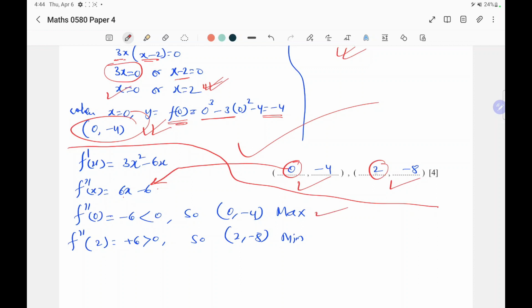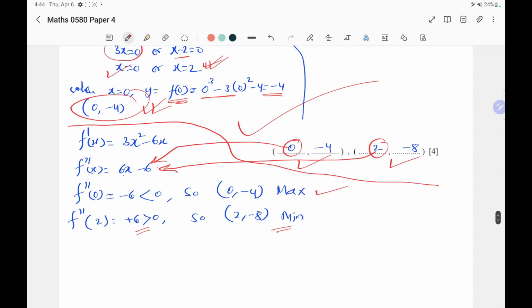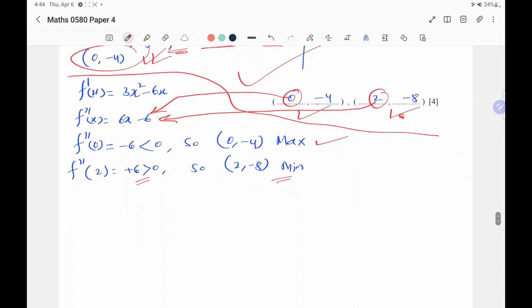And then just put x equals 2 again over here. So 6 times 2, that's 12 minus 6, which is plus 6. So this is positive. So when the second differentiation is positive, then you can consider that for minimum. So 2 comma minus 8 is for minimum. So now we understood, okay, this turning point is for max, this turning point is for min.